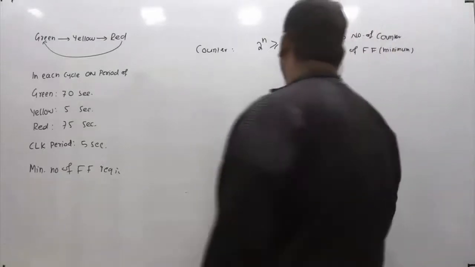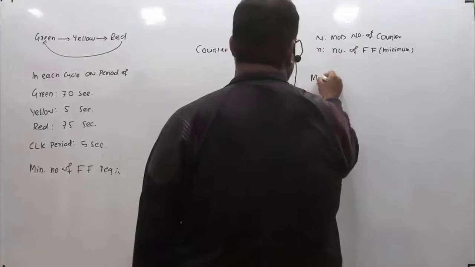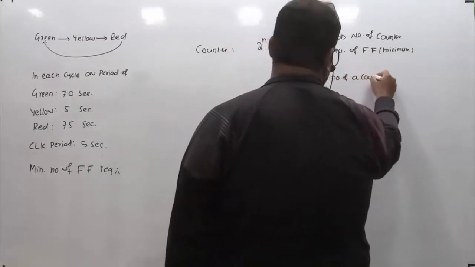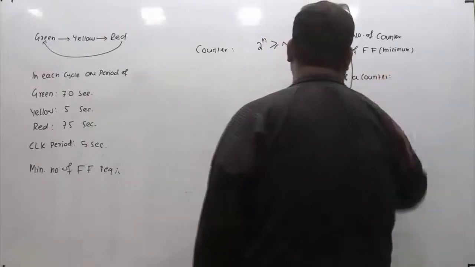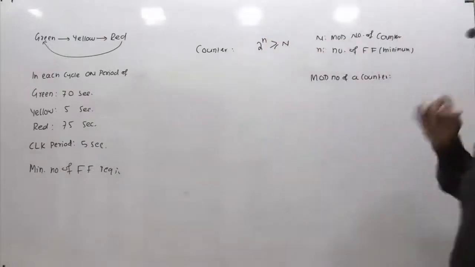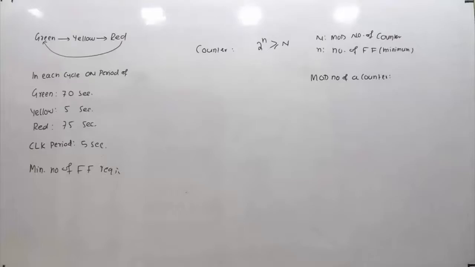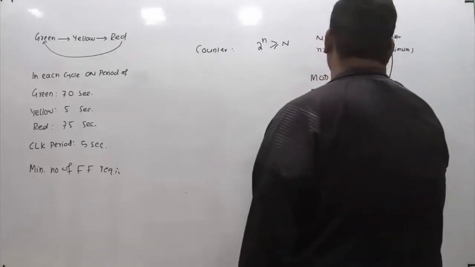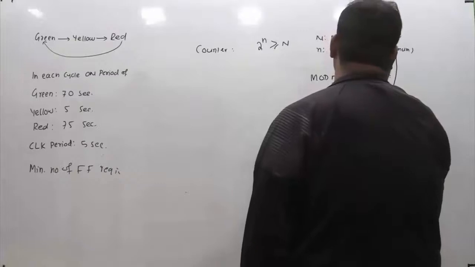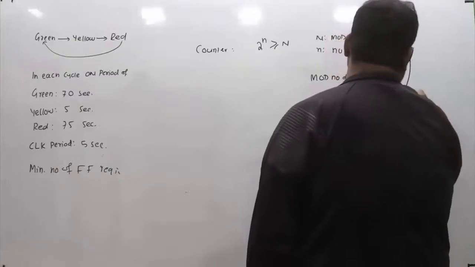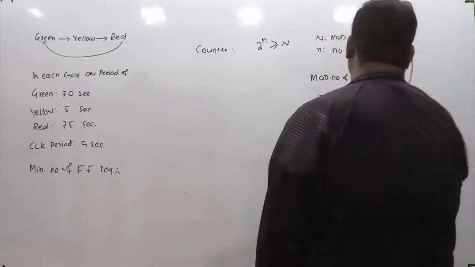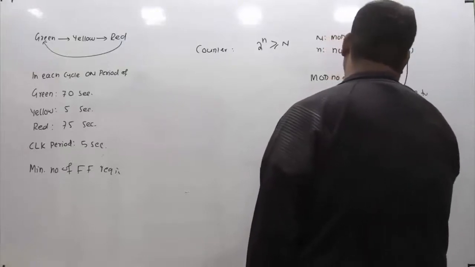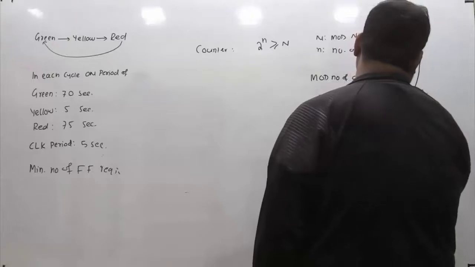And if I ask you, what is the meaning of mod number of a counter? There are different ways to interpret the mod number of a counter. But one of the most accurate ways to define the mod of a counter is, that is the number of clocks needed to repeat the counting cycle or counting pattern.